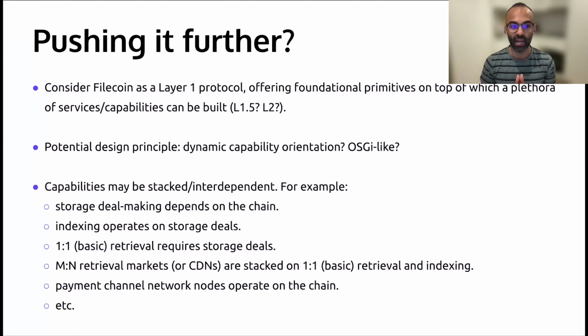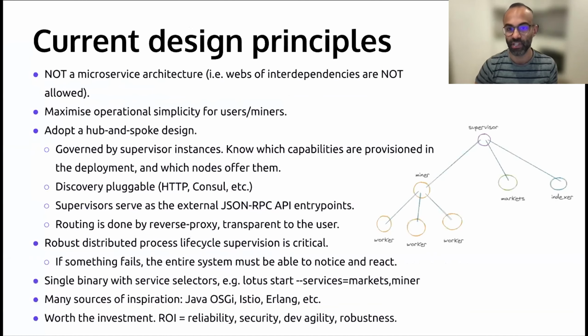But we've got to be careful because capabilities can be stacked or interdependent. For example, storage deal making depends on the chain. Indexing operates on storage deals, right? If you don't have a storage deal, then you have nothing to index really. Retrieval can only happen if there are storage deals. So if you break apart all these services, the reality is that these services will end up having dependencies. Some services would be downstream consequences of offering another service, right? So these are things to take into account.